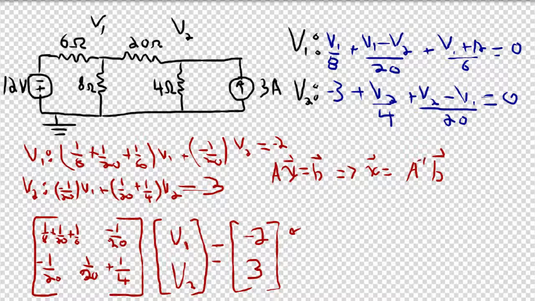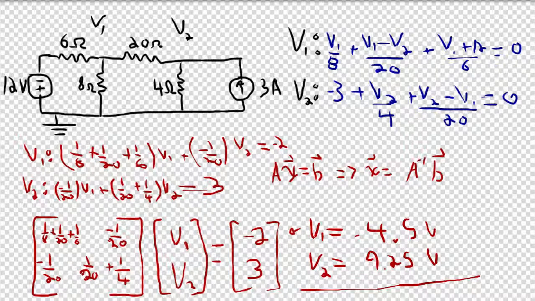And so if you invert this matrix and multiply the inverse of the matrix by the vector b, you'll find that V1 is equal to... Yeah, I did write this one down. I'm not that much of an idiot. Negative 4.5 volts. And V2 is equal to positive 9.25 volts. And there you have it. It's as simple as that.